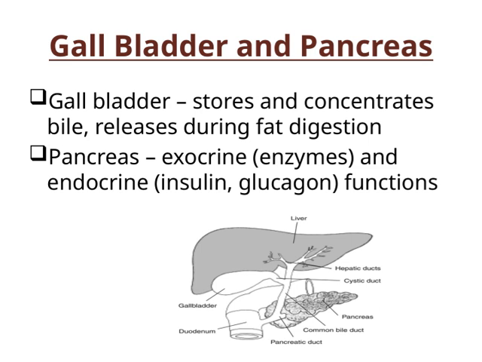Both of these organs are essential parts of our digestive system, working together to ensure that nutrients are properly digested and absorbed. Their roles highlight how interconnected our body's systems are, especially in maintaining overall health and metabolism.